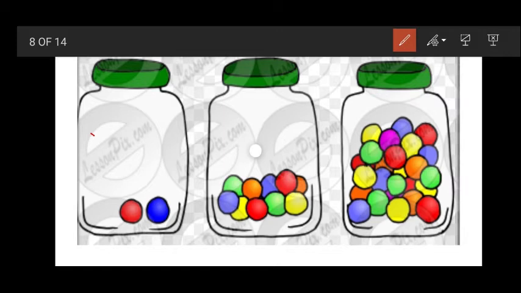But what about the third jar children? The third jar has still more marbles than the second jar. So the third jar is called most. Okay children? So the first jar is more, the second jar is more than, but the third jar is most.